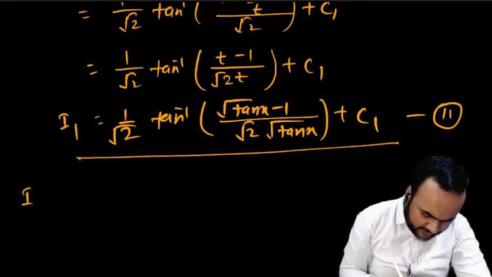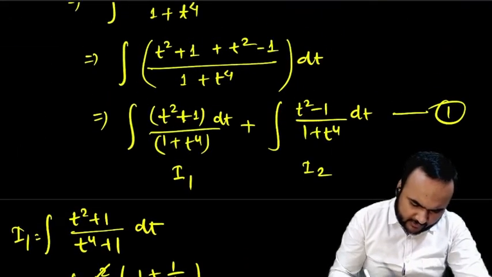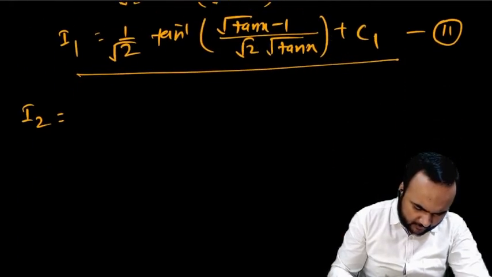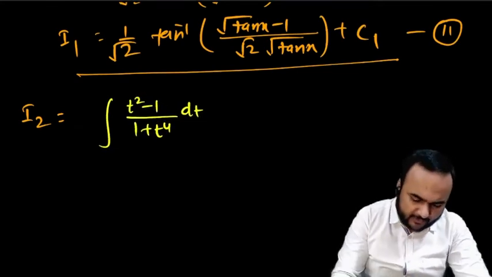Now let's integrate I2. So what was I2? Let's go over there. I2 was this function, which was t square minus 1 dt over 1 plus t to the power 4. So this was the I2. Now we have to integrate this function.